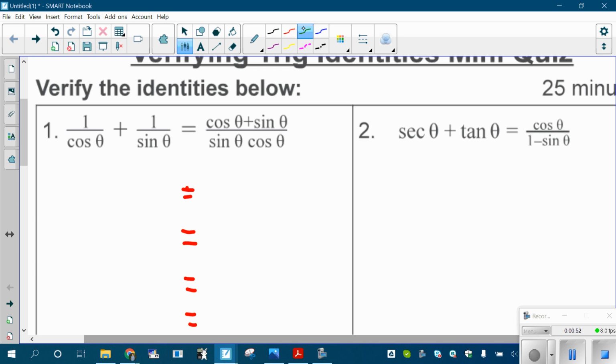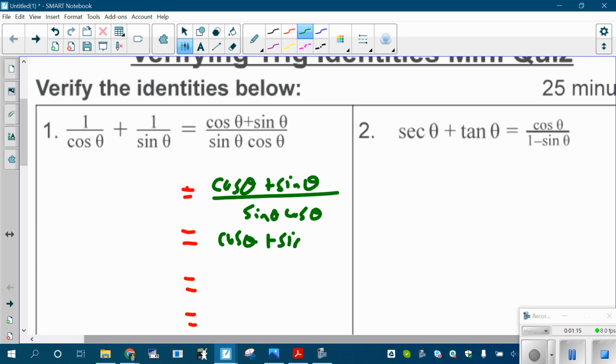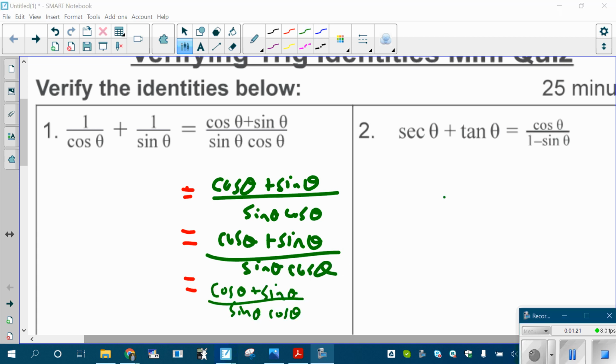I'm going to work on the left side because I see two fractions, and when I think of two fractions, I think, I can put those guys together. I see a common denominator. So I'm going to work on the left side, so I'm going to keep the right side the same. You can literally do this right now. I'm not touching this side. That is not changing, so I'm just going to rewrite it over and over.